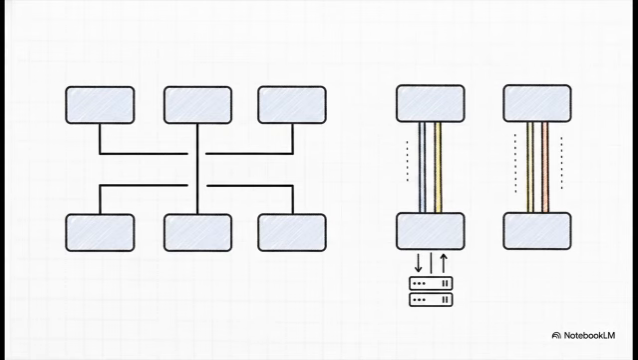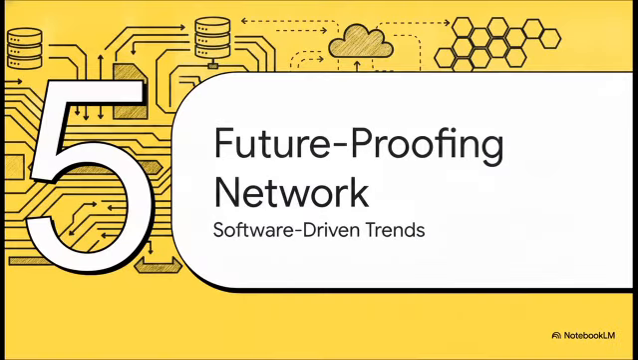Because of this setup, the crucial takeaway is that scaling becomes incredibly simple and linear. Need to plug in more servers? No problem. Just add more leaf switches for extra ports. Need more overall network bandwidth? Easy. Just add more spine switches. You can expand the whole thing modularly without ever needing to redesign the network from scratch. It's brilliant. And that brings us to our final section, Section 5, Future-Proofing the Network.